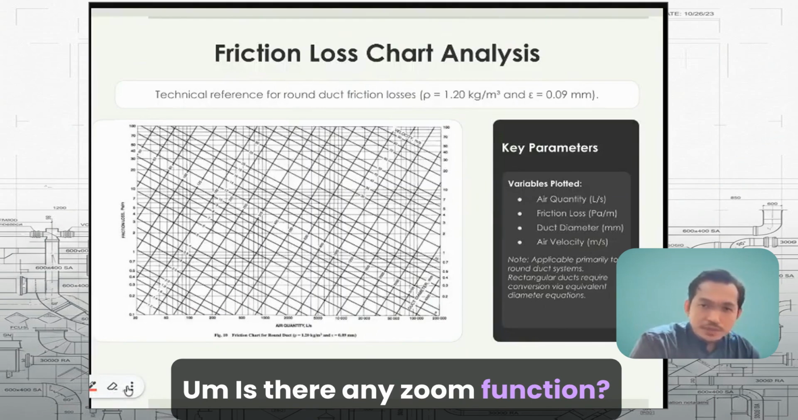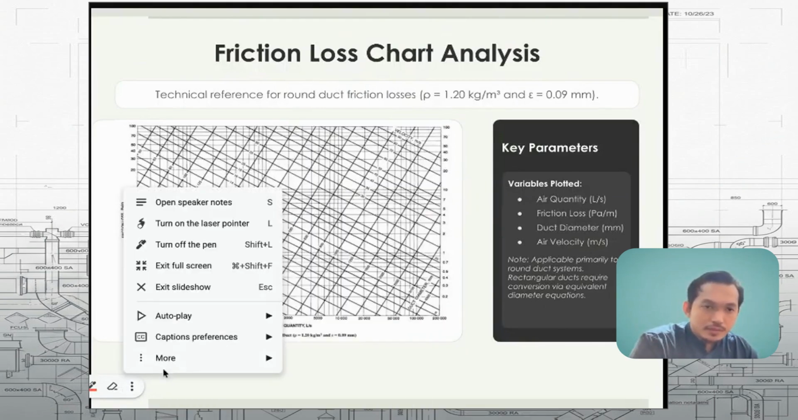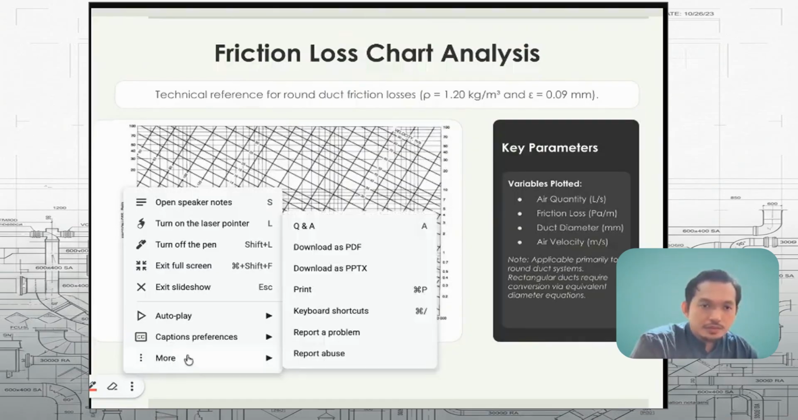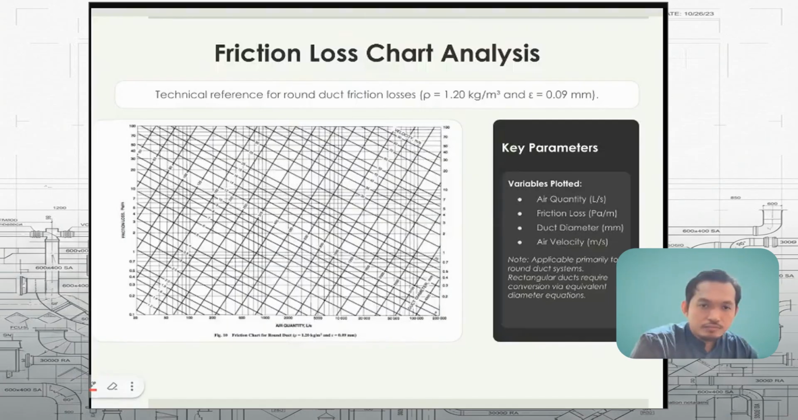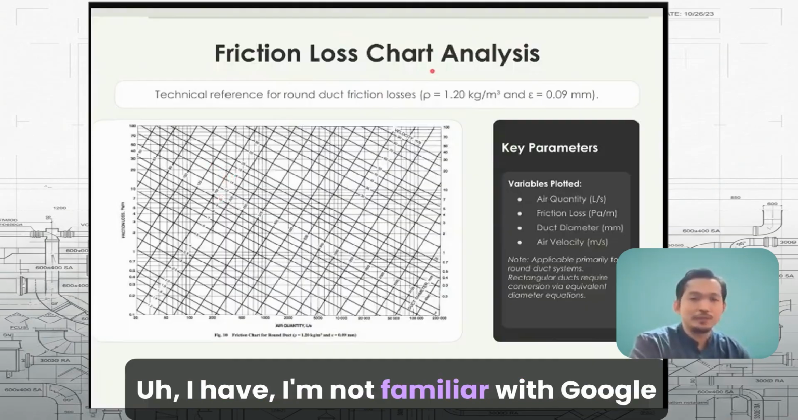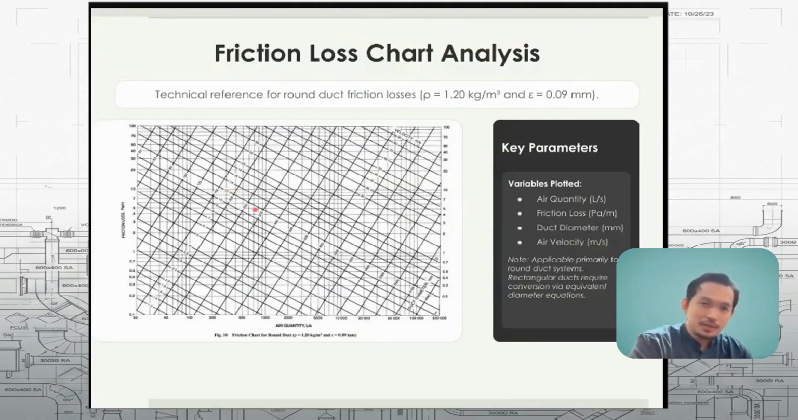Is there any zoom function? Autoplay, more, exit, full screen. There's no zoom function. I'm not familiar with Google Slides actually.